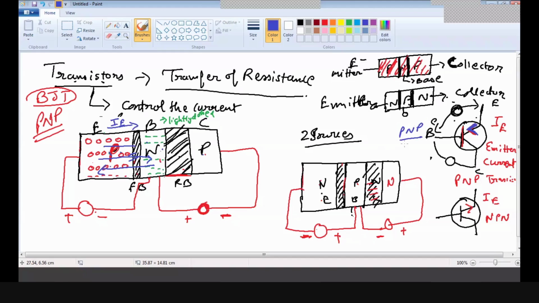Okay, students, any doubt? And these holes will travel here till the collector, so the collector current will also flow, right? And if we are considering the NPN transistor, the direction of current will be opposite, okay? So that's why we consider the emitter current direction outward, okay? Okay, students?